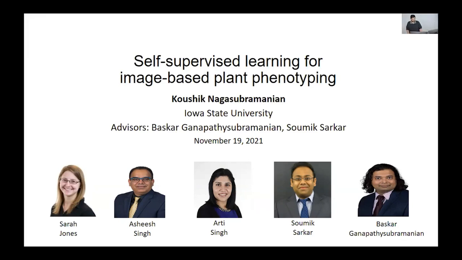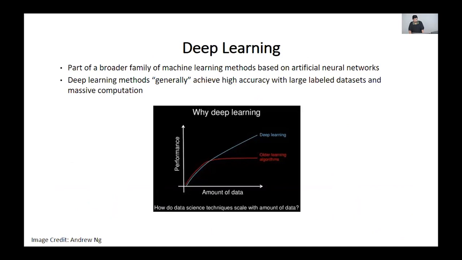Hello, everyone. I'm Koushik. Today, I'll talk about self-supervised learning for image-based plant phenotyping. My advisors are Bhaskar and Soumik, and my collaborators are Sara, Ashish, Arthi, Soumik, and Bhaskar for this project. So deep learning models are a part of broader family of machine learning methods based on artificial neural networks. Deep learning generally achieve high accuracy with large labeled datasets and massive computation.